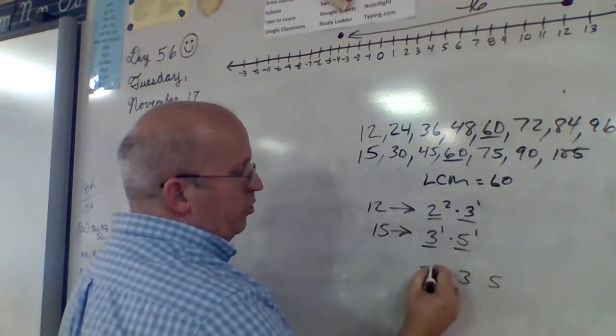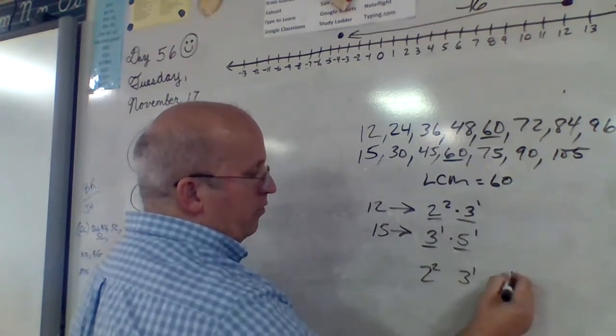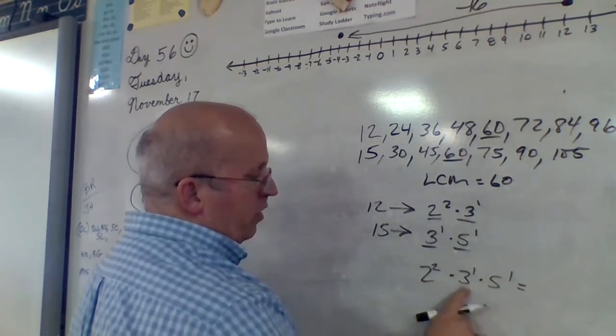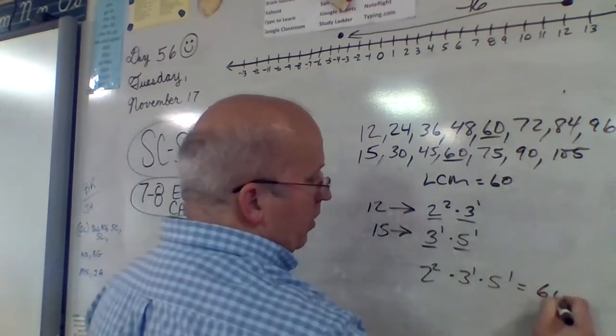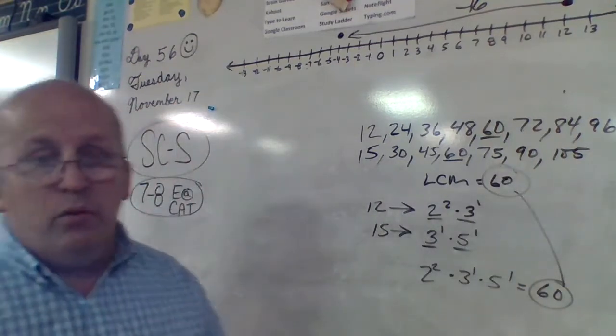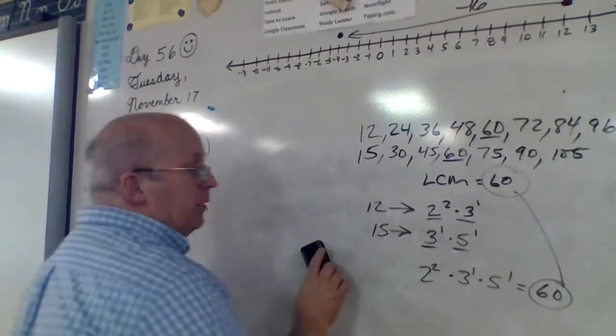The greatest power of 2 is 2 to the second. The greatest power of 3 is 3 to the first, and the greatest power of 5 is 5 to the first. If I multiply those together, that's 4 times 3 times 5. That's still an answer of 60. Either way, I get the smallest multiple that they have in common, 60.